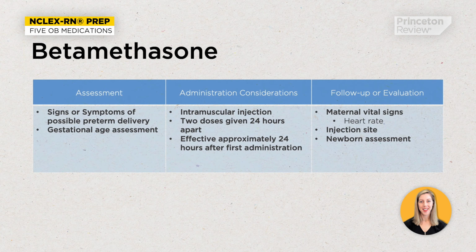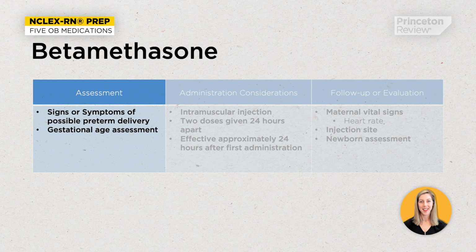Now let's talk about betamethasone. Betamethasone is a corticosteroid injection that is given to a pregnant woman to help increase fetal lung maturity. It is only administered to mothers who may experience a preterm delivery to help reduce the risk of newborn respiratory distress syndrome.